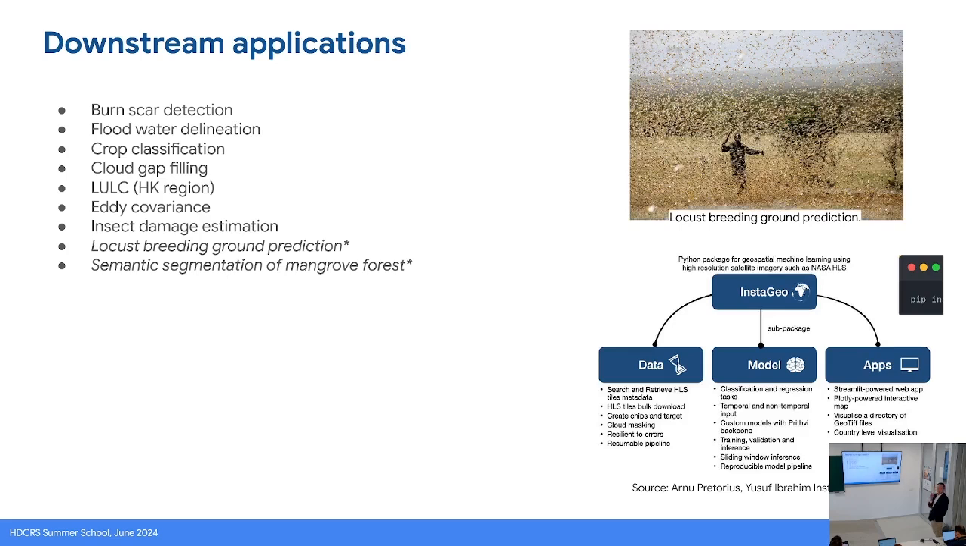So I said we use three applications, right? These are the burn scar, flood detection, and crop classification. We started with that, but a lot of things have happened since then. People have used it for the cloud gap filling, a lot of new innovative applications on land change, the eddy-pool variance. I think some of these are ongoing, but the two bottom ones are kind of interesting.